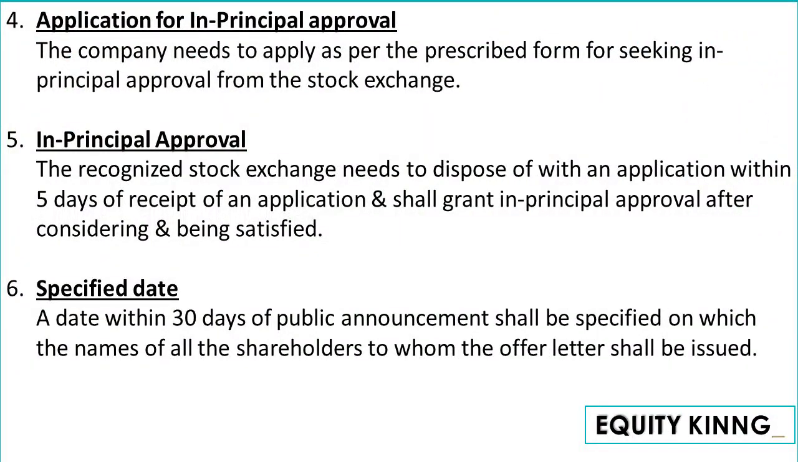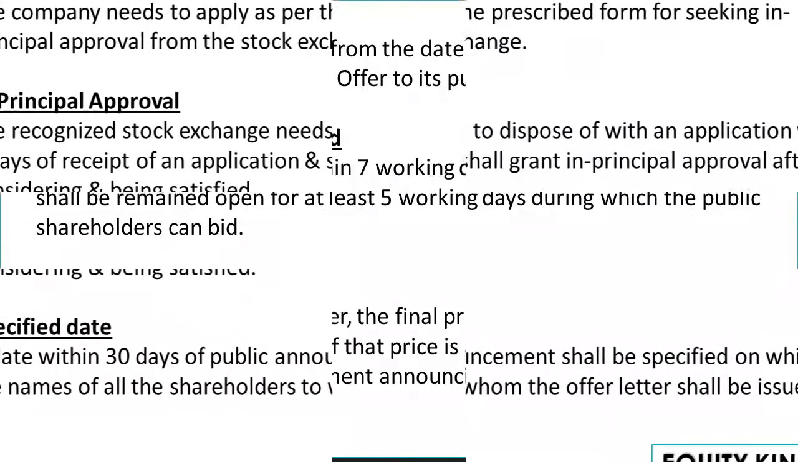4. Application for in-principle approval. The company needs to apply as per the prescribed form for seeking in-principle approval from the stock exchange. 5. In-principle approval. The recognized stock exchange needs to dispose of the application within 5 days of receipt and shall grant in-principle approval after considering and being satisfied. 6. Specified date. A date within 30 days of public announcement shall be specified on which the names of all the shareholders to whom the offer letter shall be issued.